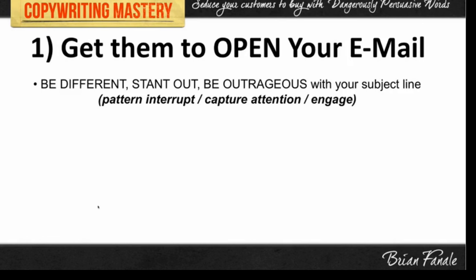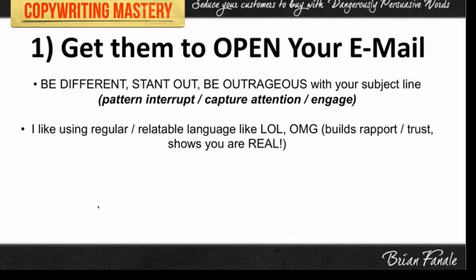Guys, how many emails do you get a day? If you really want the prospect to not only notice your email, but physically click it and dig into the message, you've got to do this stuff we're about to go over. For me personally, I like using regular, relatable language like LOL, OMG. It builds rapport and trust. It shows you are real. And some of our highest opens have things like that.